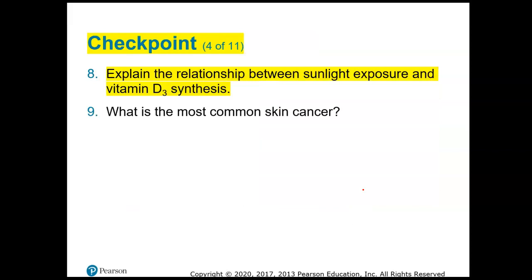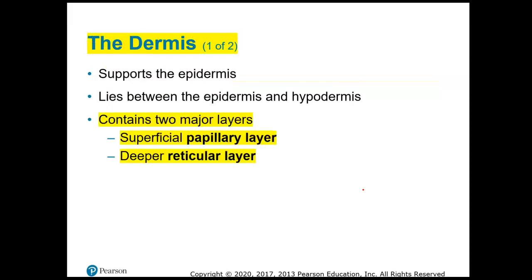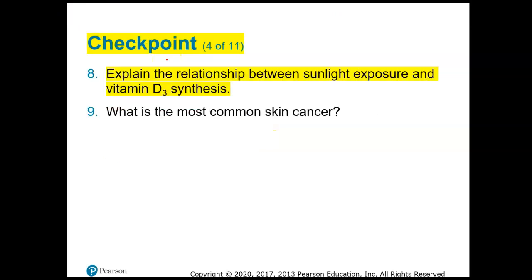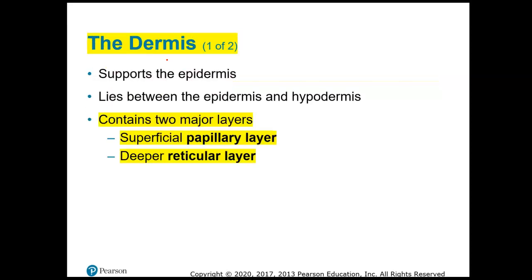All right, it says, explain the relationship between sunlight exposure and vitamin D3 synthesis. So ultraviolet light triggers the cells of our epidermis to produce vitamin D3. That's the relationship. How do you say that if you're taking a math class and you're graphing? It would be a direct relationship. When sunlight increases, vitamin D3 synthesis increases.